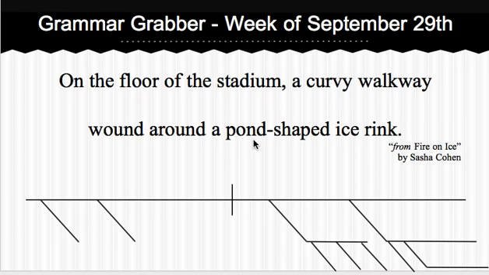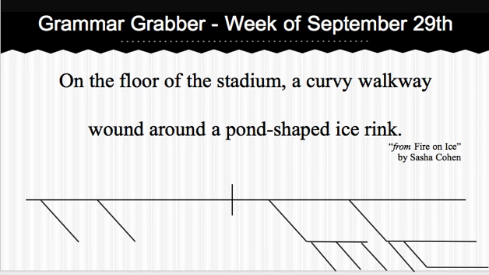Let's start our grammar grabber for the week of September 29th, and we are going to be sentence diagramming. You can see our sentence from this week. On the floor of the stadium, a curvy walkway wound around a pond-shaped ice rink. And here we have all of our lines to set up our sentence diagramming.